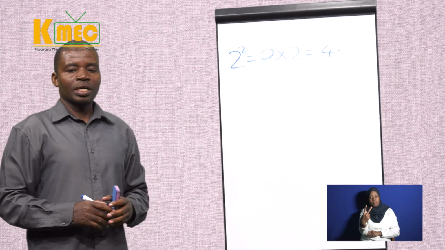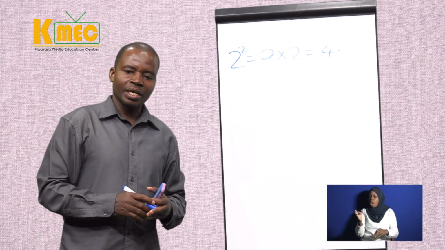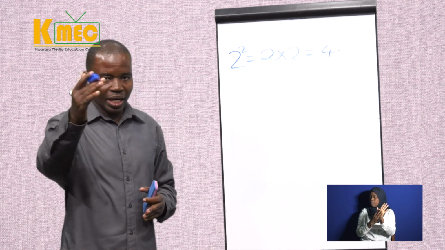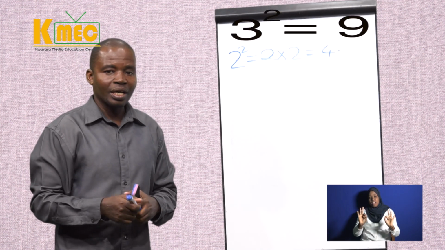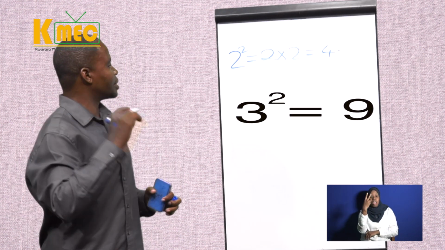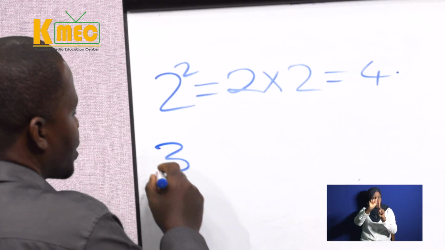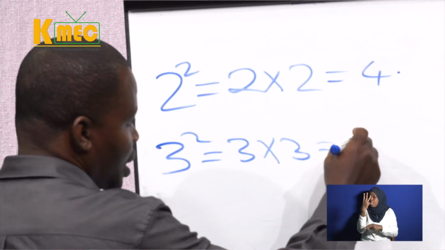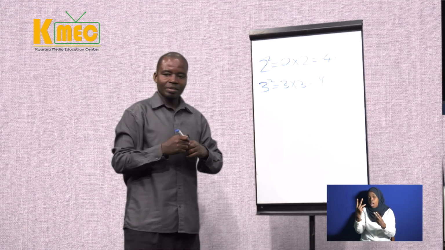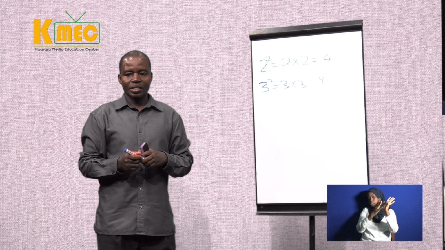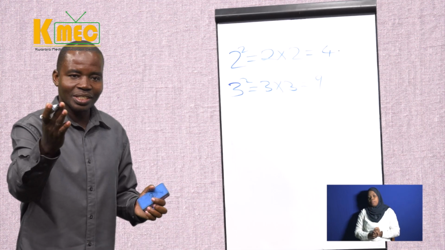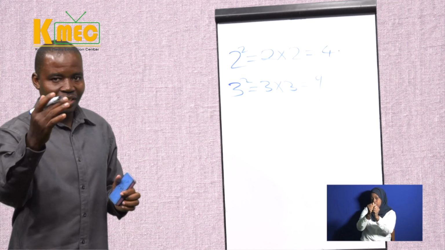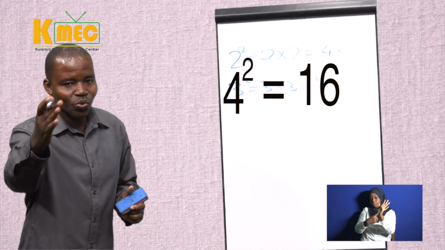Very good. And how do we get 9? Well, it is 3 squared. 3 squared is equal to 3 times 3, and this is equal to 9. Very good. So can you tell me how do we get 16? Good. It is 4 squared.